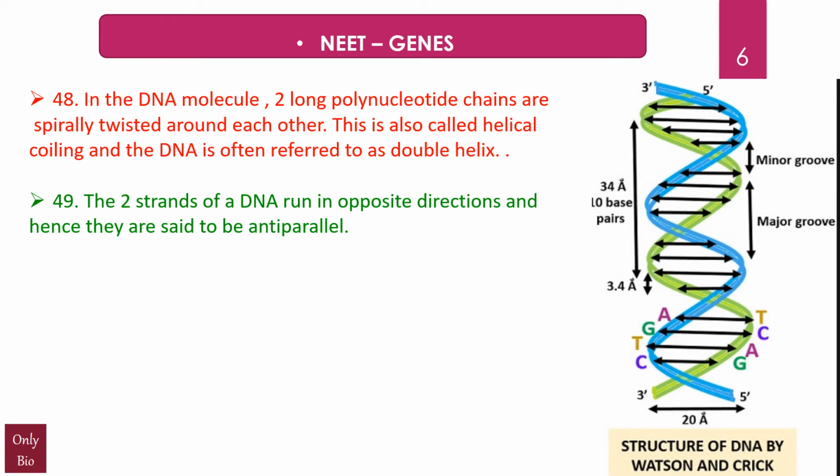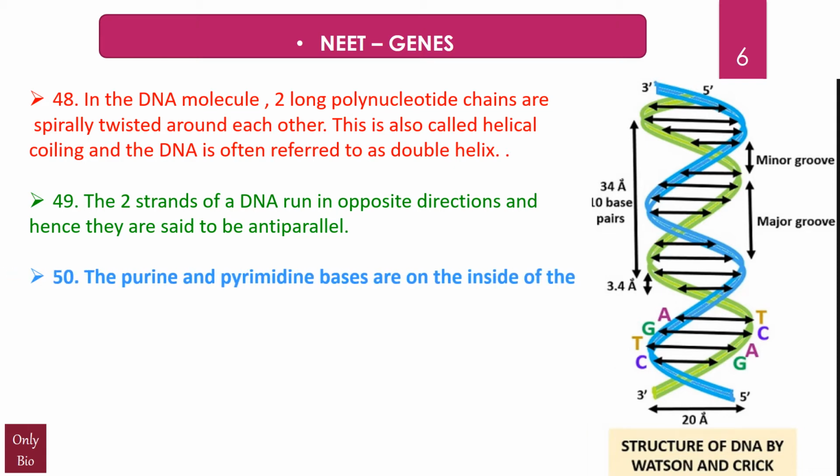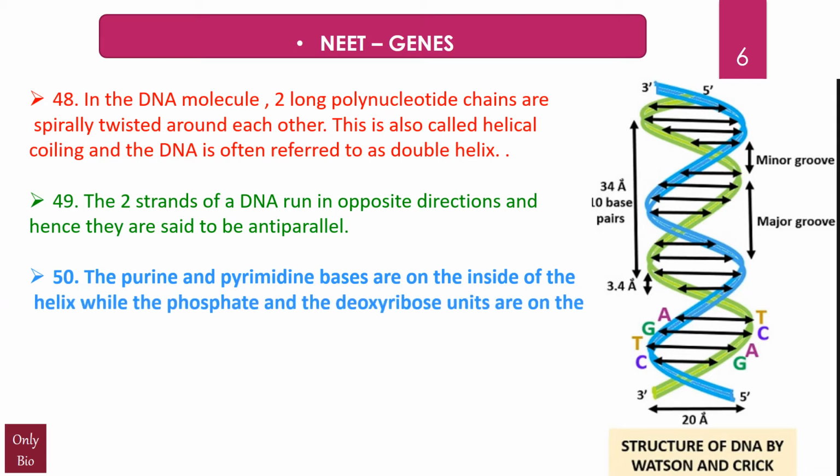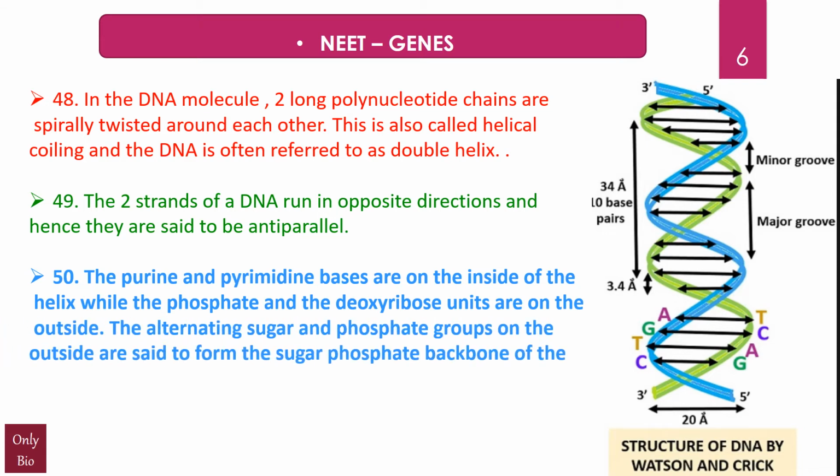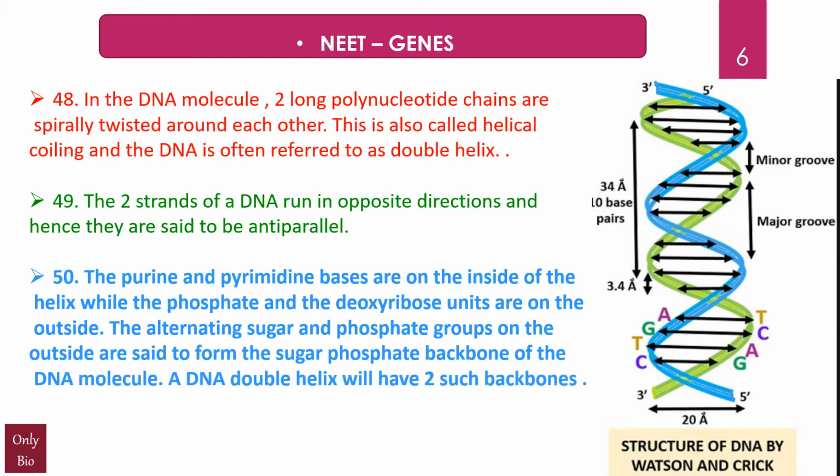and hence they are said to be anti-parallel. Next, the purine and pyrimidine bases are on the inside of the helix while the phosphate and the deoxyribose units are on the outside. The alternating sugar and phosphate groups on the outside are said to form the sugar-phosphate backbone of the DNA molecule. A DNA double helix will have two such backbones.